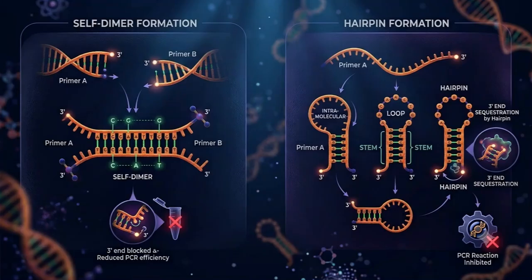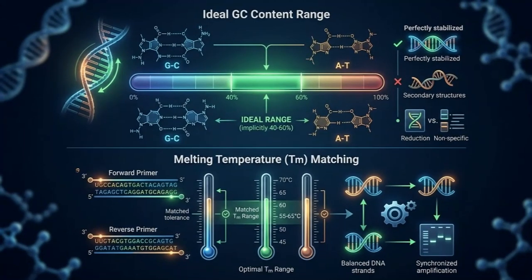Another important factor is GC content. An ideal primer has a GC content between 40 and 60%. This ensures stable and specific binding. Melting temperature is also critical. Both primers should have similar melting temperatures, usually within 1 or 2 degrees of each other. This ensures efficient binding during PCR cycles.